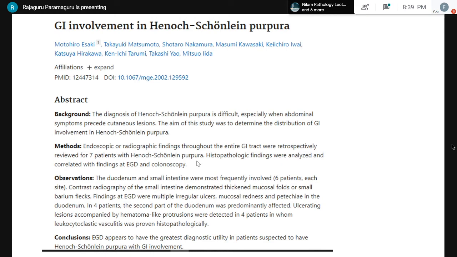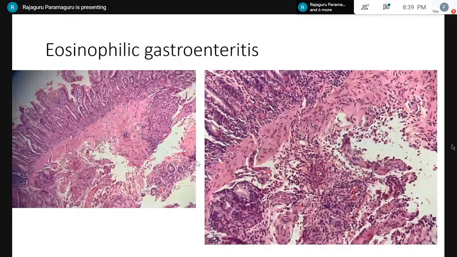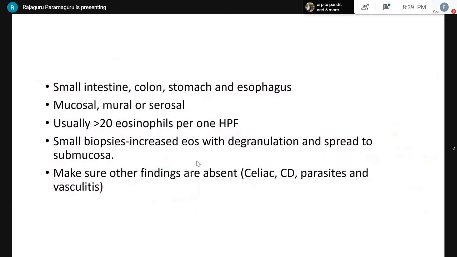So keep in mind about this also. Then is eosinophilic gastroenteritis. Eosinophil presence in the lamina propria has many differentials. And they say that if it is more than 20 eosinophils per high power field, it is abnormal. But I don't rely on the counts, but rather on other things like the degranulation and spread to the submucosa as markers for eosinophilic gastroenteritis. And even when these are there, we'll have to try and exclude other conditions like celiac disease, Crohn's disease, presence of parasites, and have to exclude vasculitis and so on.